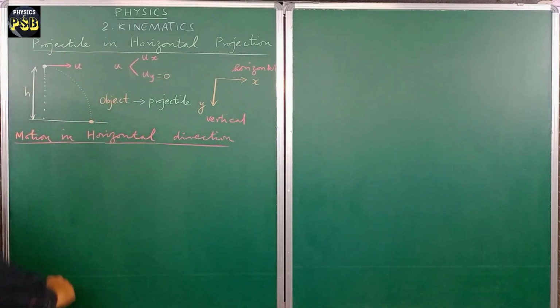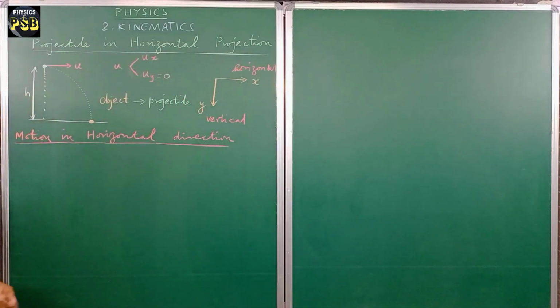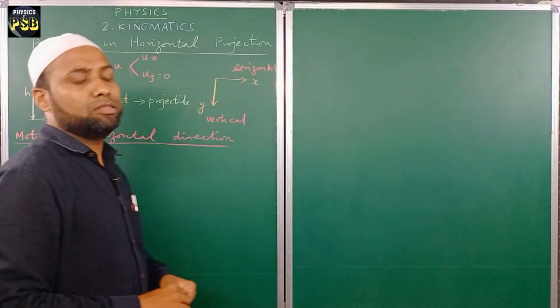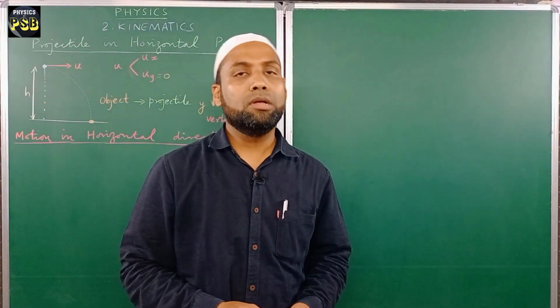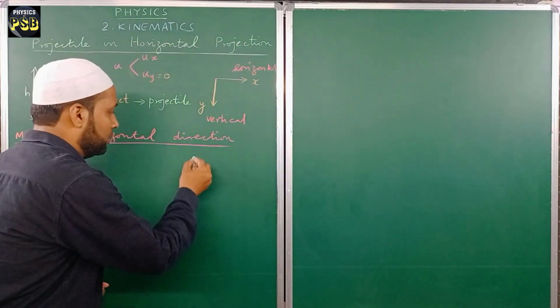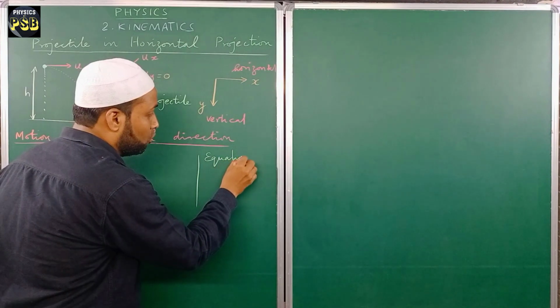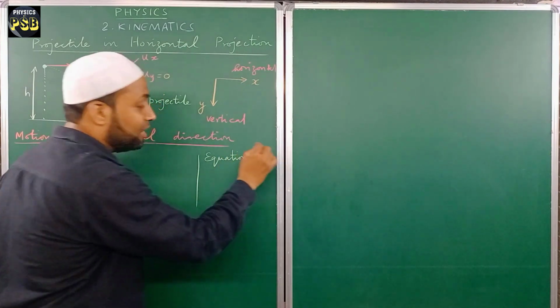Motion in horizontal direction. Let's see, what is this? To discuss the motion in horizontal direction, I start with this: whenever we talk about the motion of a projectile, we use the three equations of motion, which are otherwise known as kinematic equations.